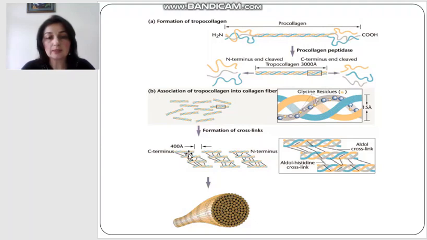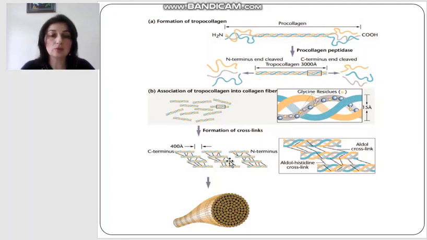The staggered manner will be created by the covalent bonds between the lysine and hydroxylysine molecules inside of the polypeptide chains. We also have to tell you that the main amino acids present inside of the collagen molecules are mainly glycine, and also lysine, proline, or hydroxyproline and hydroxylysine. These are the prevalent amino acids in the polypeptide chains of collagen molecules.